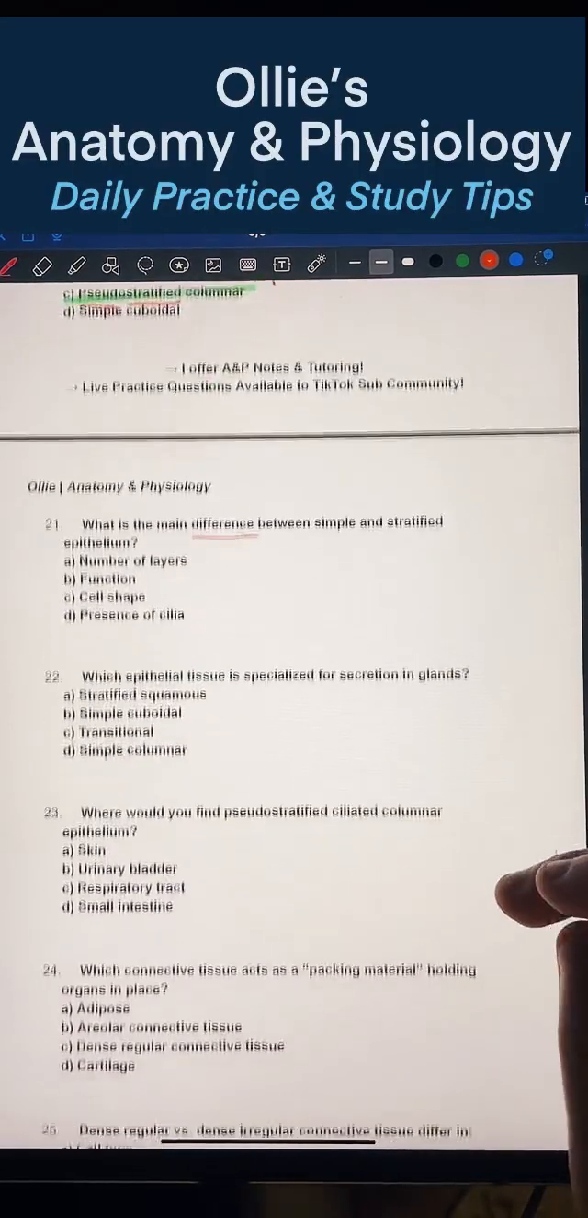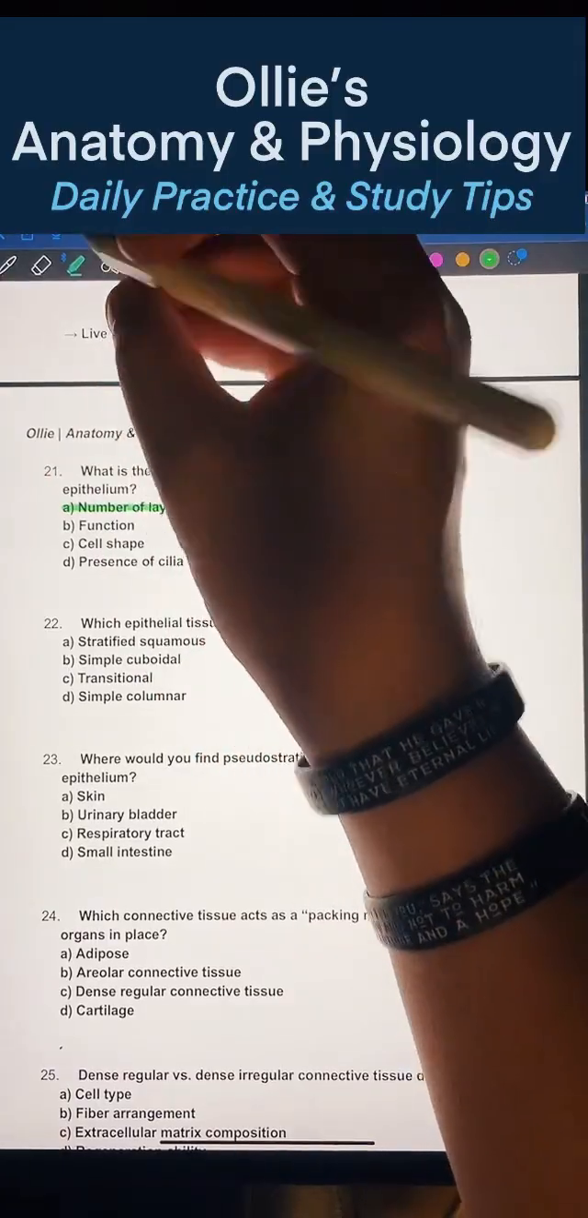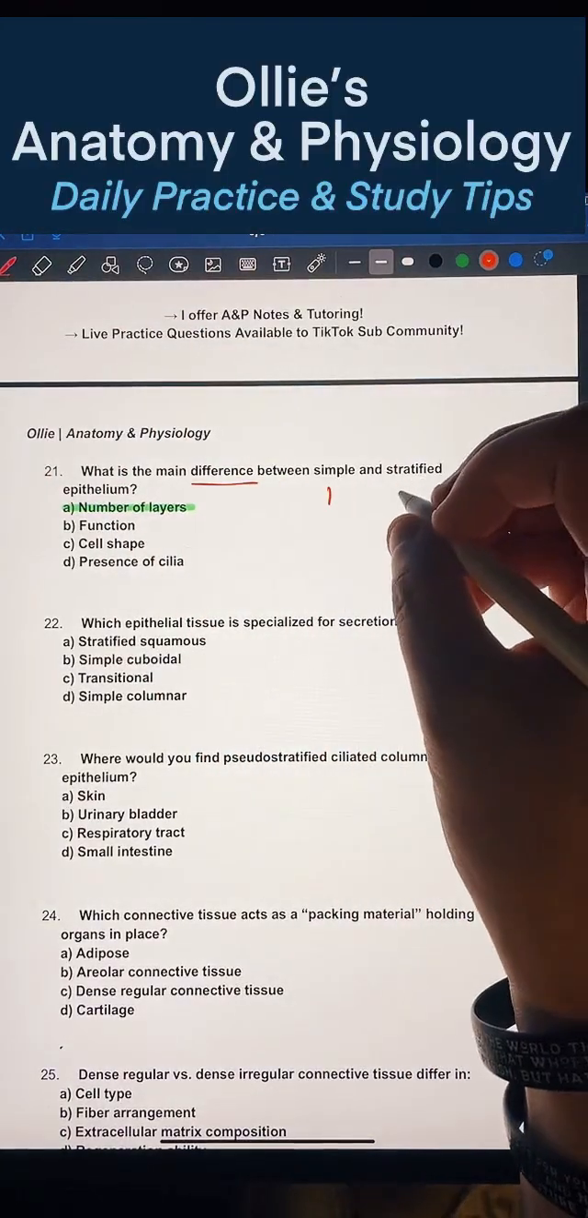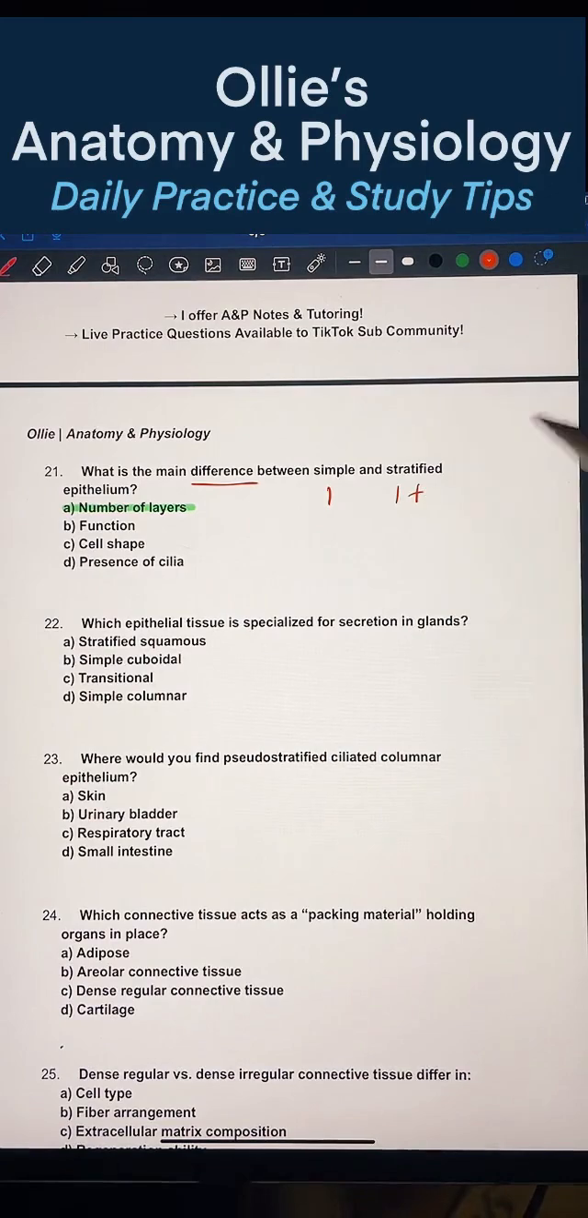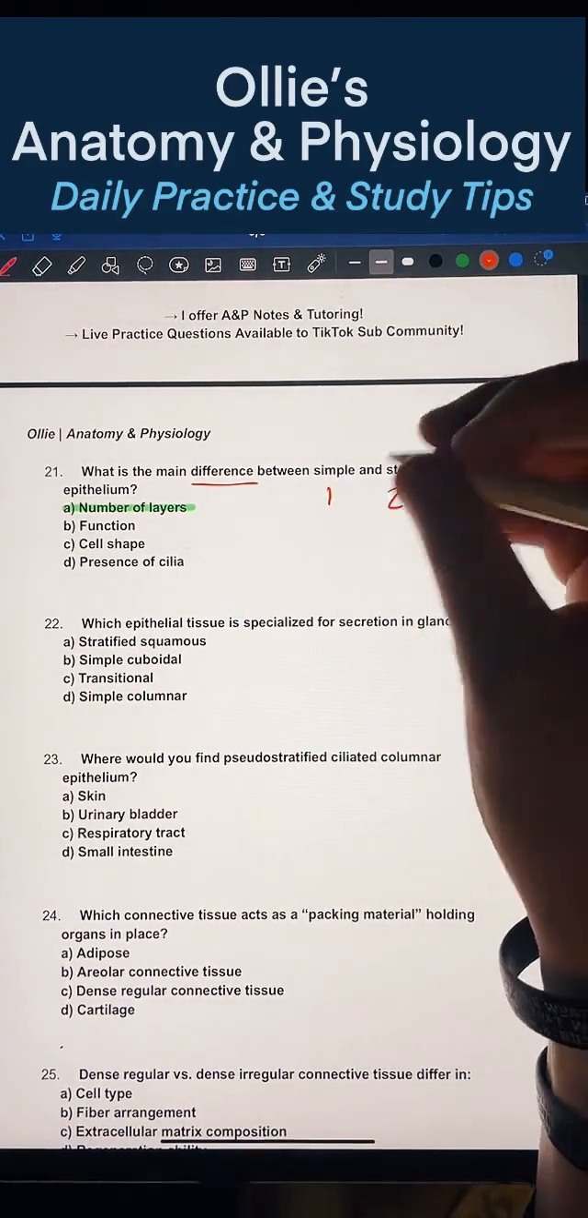Number 21, the answer is A. It is the number of layers, like we mentioned. Simple means one layered. Stratified means multiple layers. 1+ is what I'm putting here. I guess you could put 2+ because it's more than one.